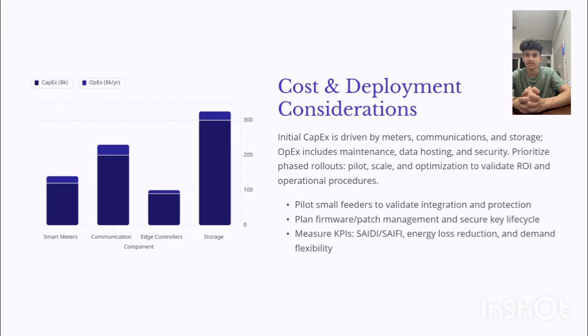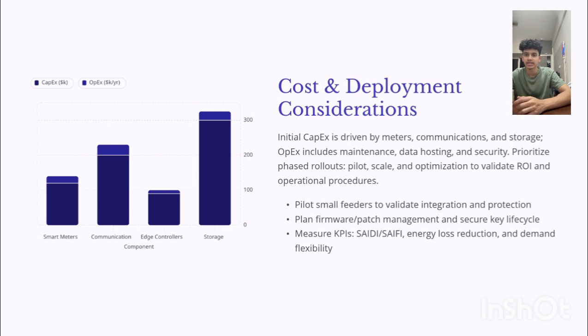Pilot, scale and optimize. Organizations should start with a small pilot project to test system integration and performance. Once successful, the solution can be scaled more in future. Firmware and security management: regular firmware updates, patch management, and secure key handling are essential to protect smart grid devices from cyber threats and maintain reliable operation.